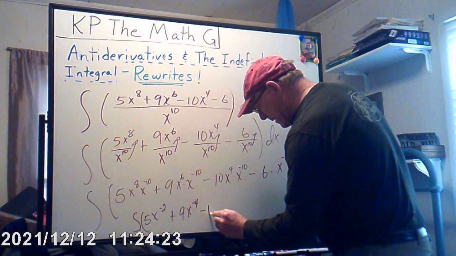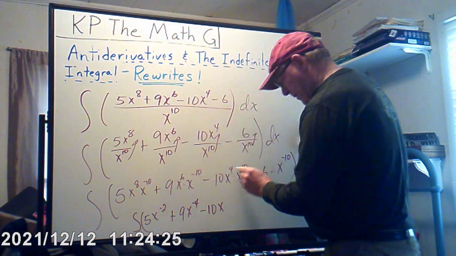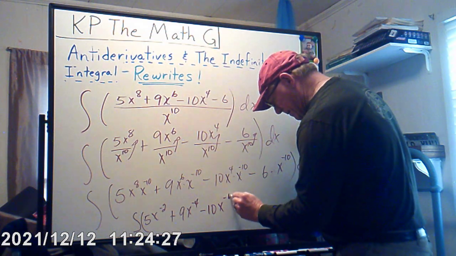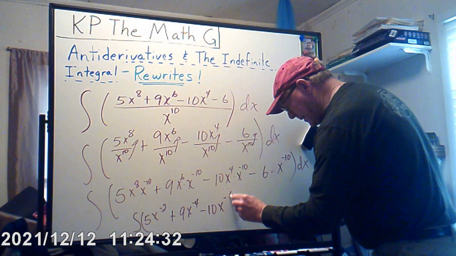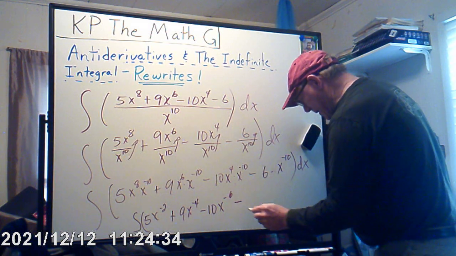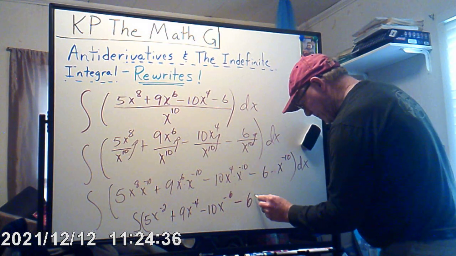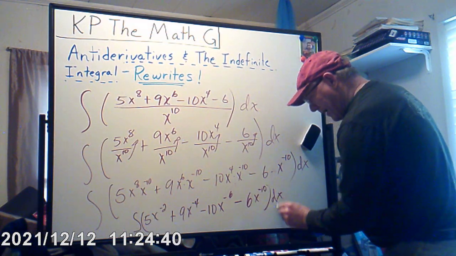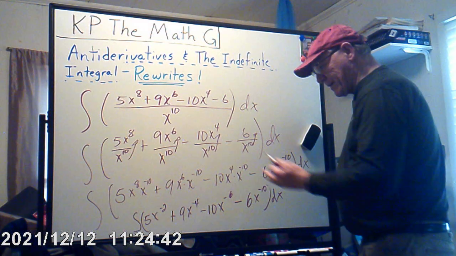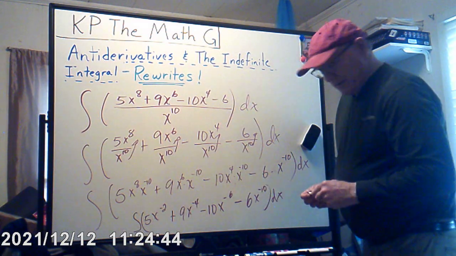Okay, minus 10. Alright, negative 6. Write it where it can be plainly seen there. And then minus 6. Well, we already have that. And that's just mainly, if you can do it from there, we've got it.